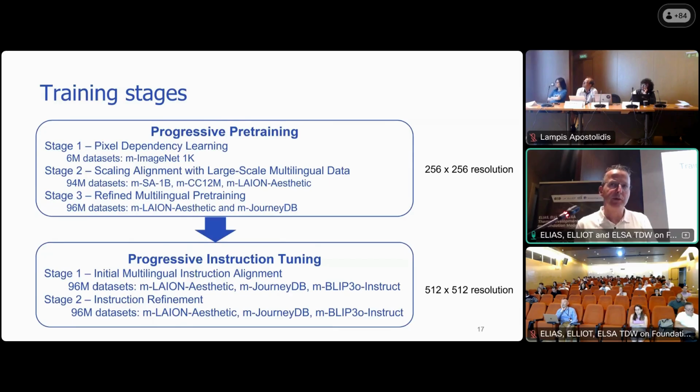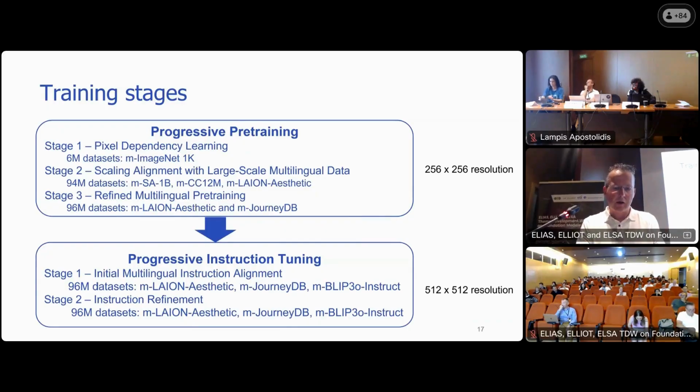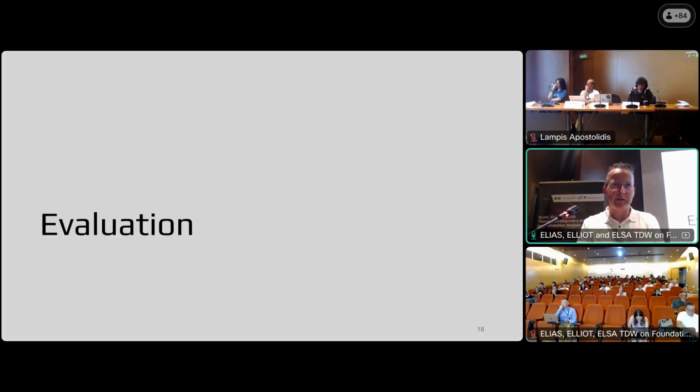After this stage, we go into progressive instruction tuning at a slightly higher resolution. We also now use more specific datasets: Leon aesthetic, Midjourney DB, and Blip 3.0. And we use different mixtures during fine-tuning. For the first stage of instruction tuning, we use a mixture that emphasizes the Leon aesthetic dataset in favor of the other two. And in the final tuning stage, we emphasize the Blip 3.0 dataset. All right, so this is what we did in terms of training.